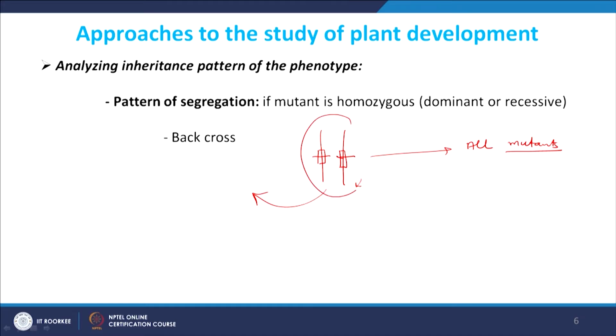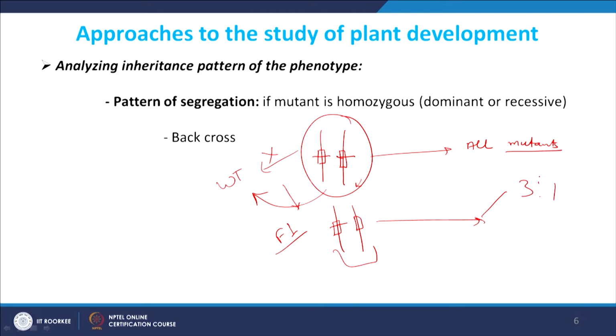So, you will take this homozygous mutant plant, cross with the wild type plant and generate an F1 which will have only one locus mutated, another locus as wild type. This is a heterozygous plant, and then take this heterozygous plant for the next generation and look at the phenotype. If your mutation is dominant, you expect 3:1, 3 mutant, 1 wild type. If it is recessive, then you expect the same ratio 3:1, but here mutant will be 1. In dominant, mutant will be 3.